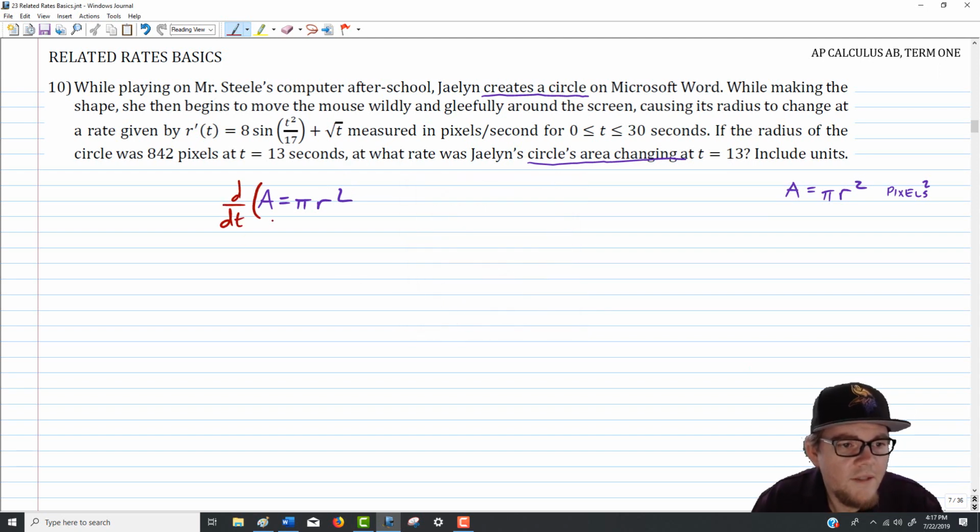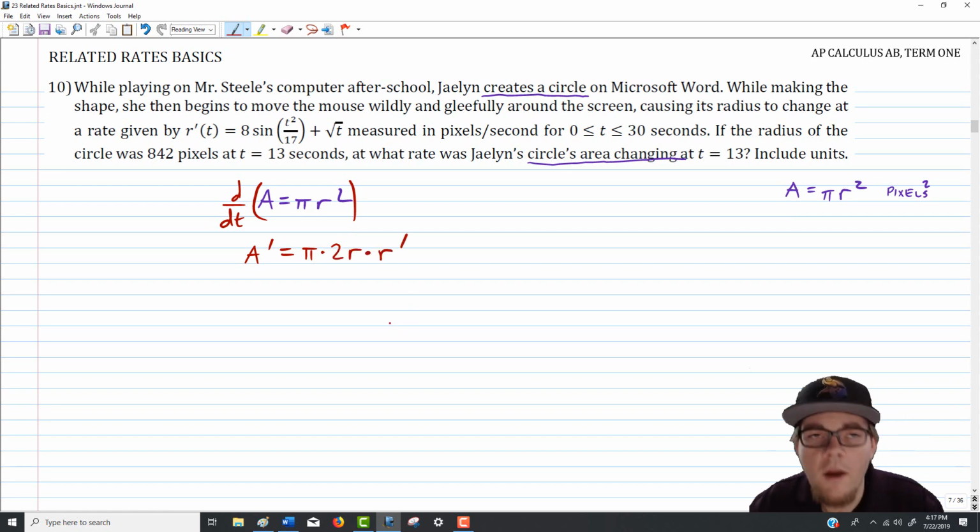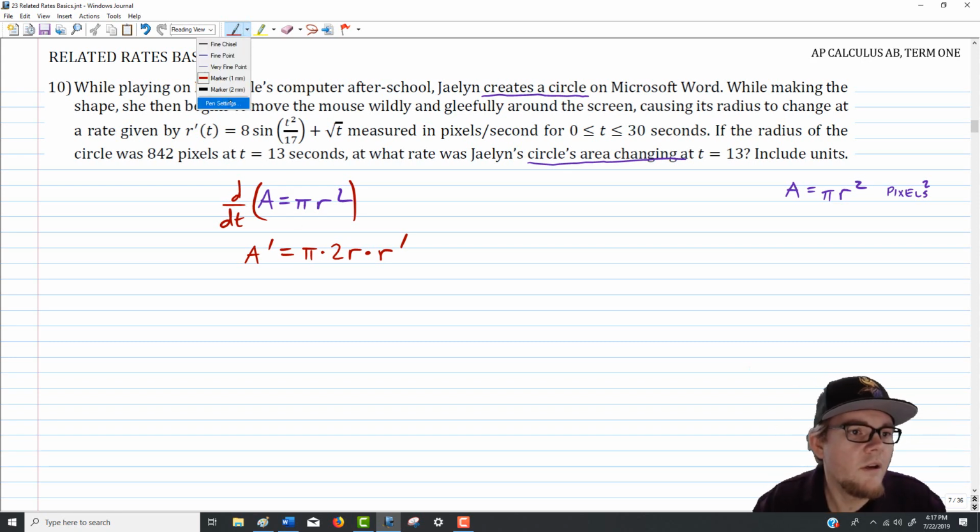Let's take the derivative with respect to t of A equals pi r squared. So of course the left side becomes A prime. On the right, we're going to have pi times, well, the derivative of anything squared is 2 times that anything, except then we multiply times r prime. So there is our relation of those rates, or that is the related rates setup of the problem. Now it's a matter of us getting the rest of the information out of here.